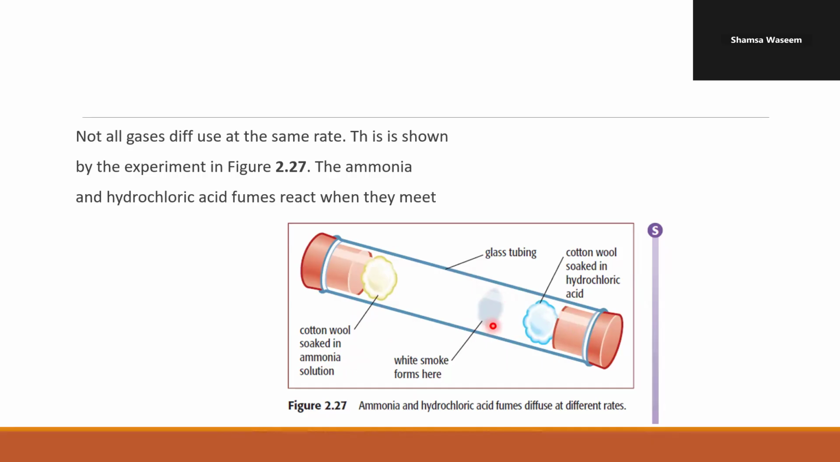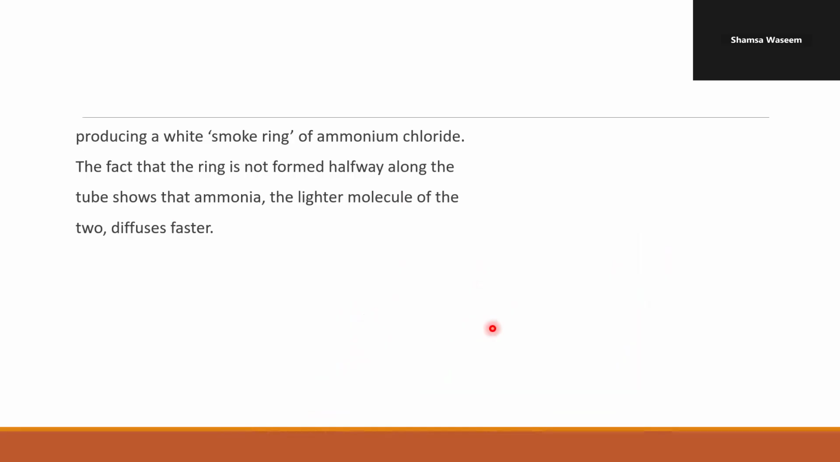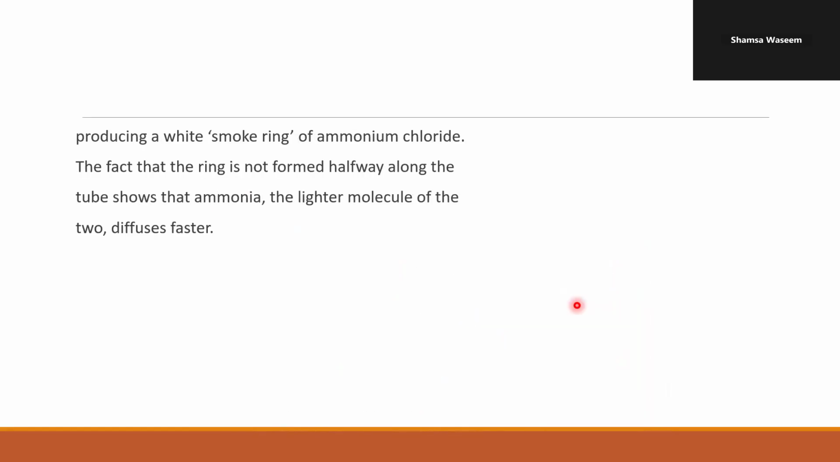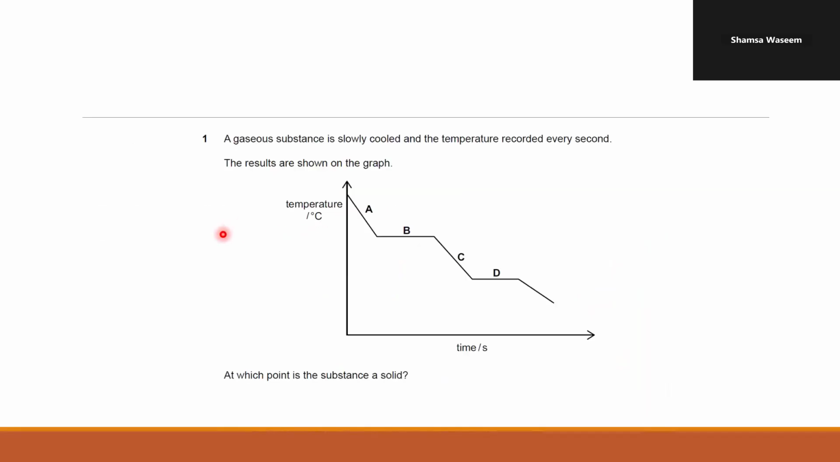Okay. Now, the thing is, why is this white ring of ammonium chloride formed over here? We said that not all gases diffuse at the same rate. We just have to see the relative molecular mass. Okay. The relative molecular mass of ammonia is lower than the relative molecular mass of hydrogen chloride, or hydrochloric acid, right? So the lighter the mass, the faster the rate of diffusion, okay? So we see that ammonia is the lighter molecule of the two, so therefore it diffuses faster, okay?